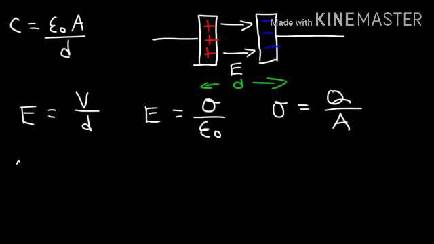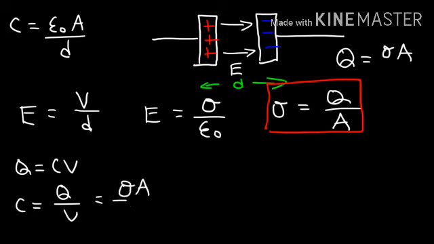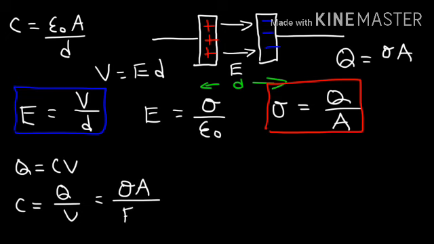So starting with the equation Q equals CV, our goal is to solve for C. So C is Q divided by V. And rearranging this equation, Q is equal to the surface charge density sigma times the area. So let's replace Q with sigma times A. Now, using this equation, if we solve for voltage, voltage is equal to the electric field times the separation distance. So it's E times D.